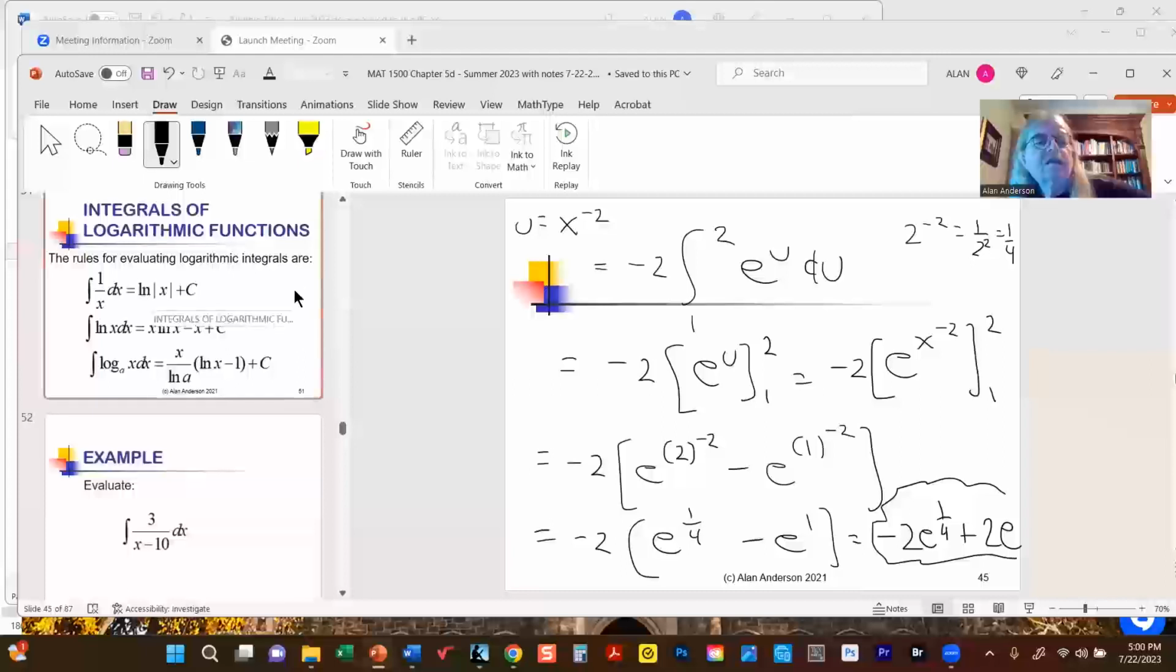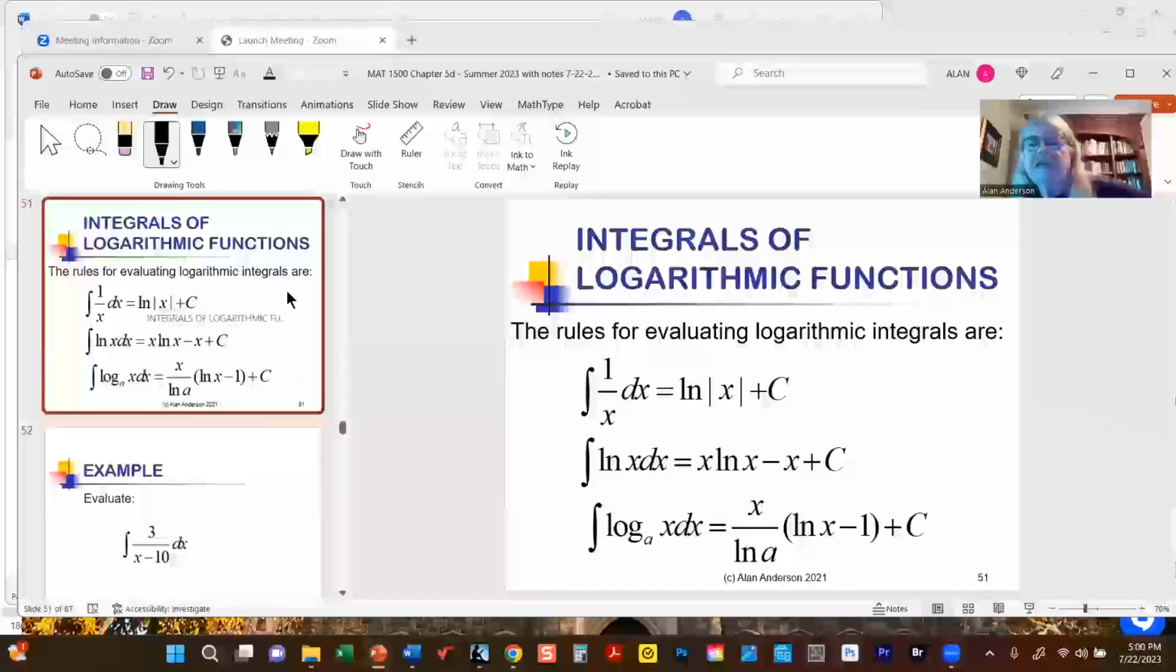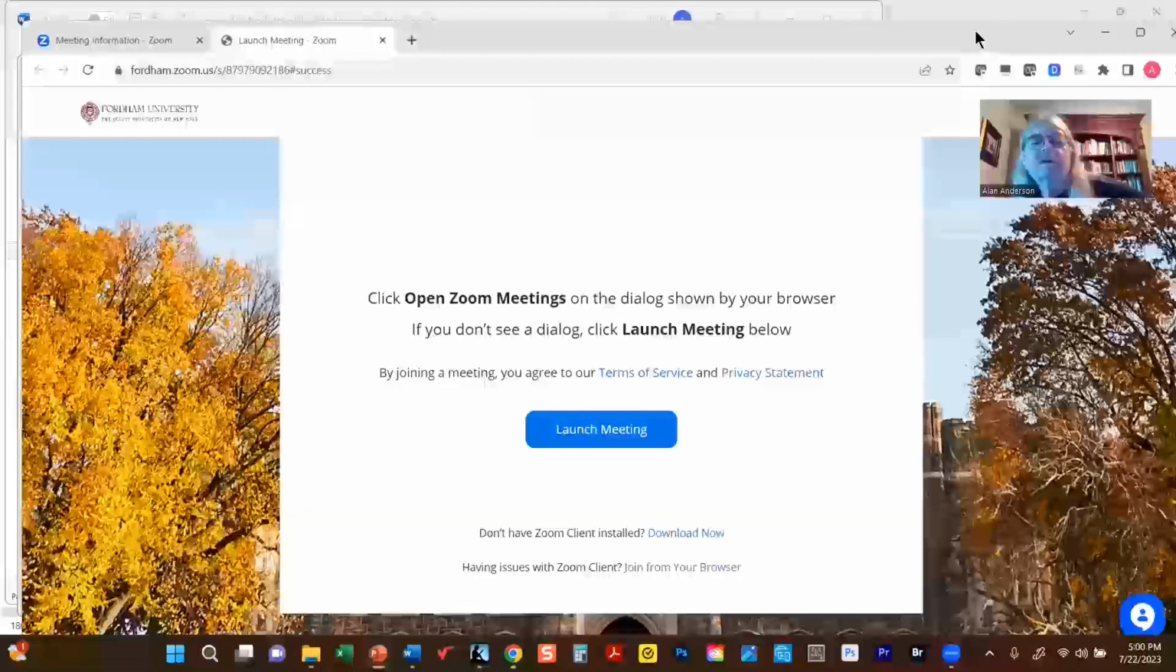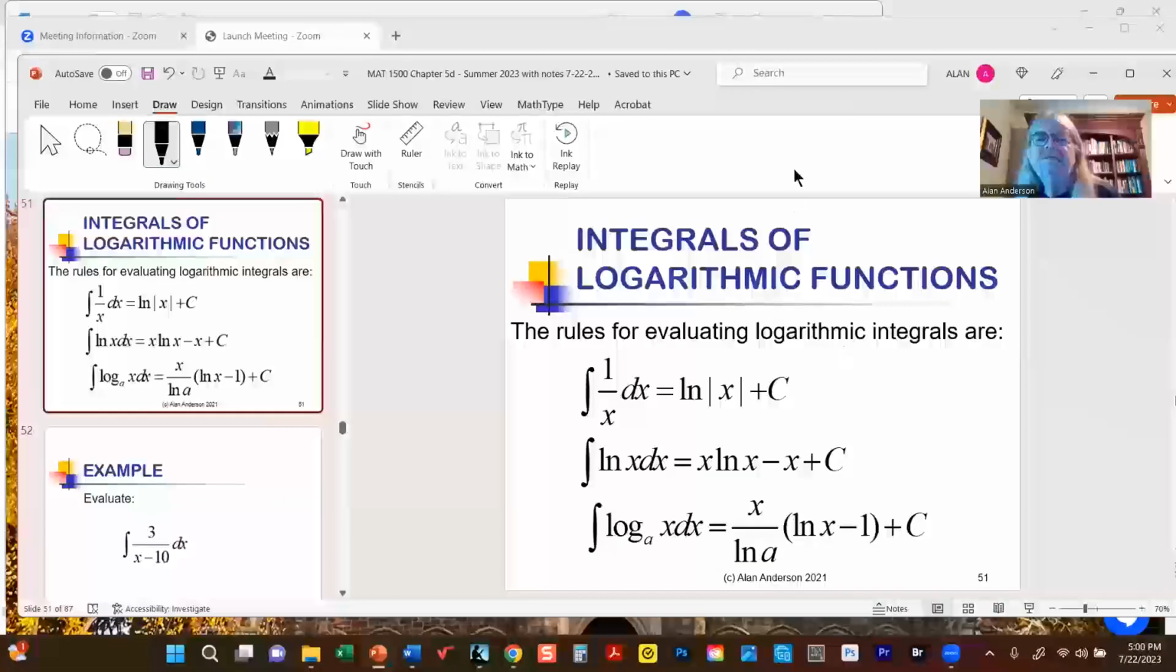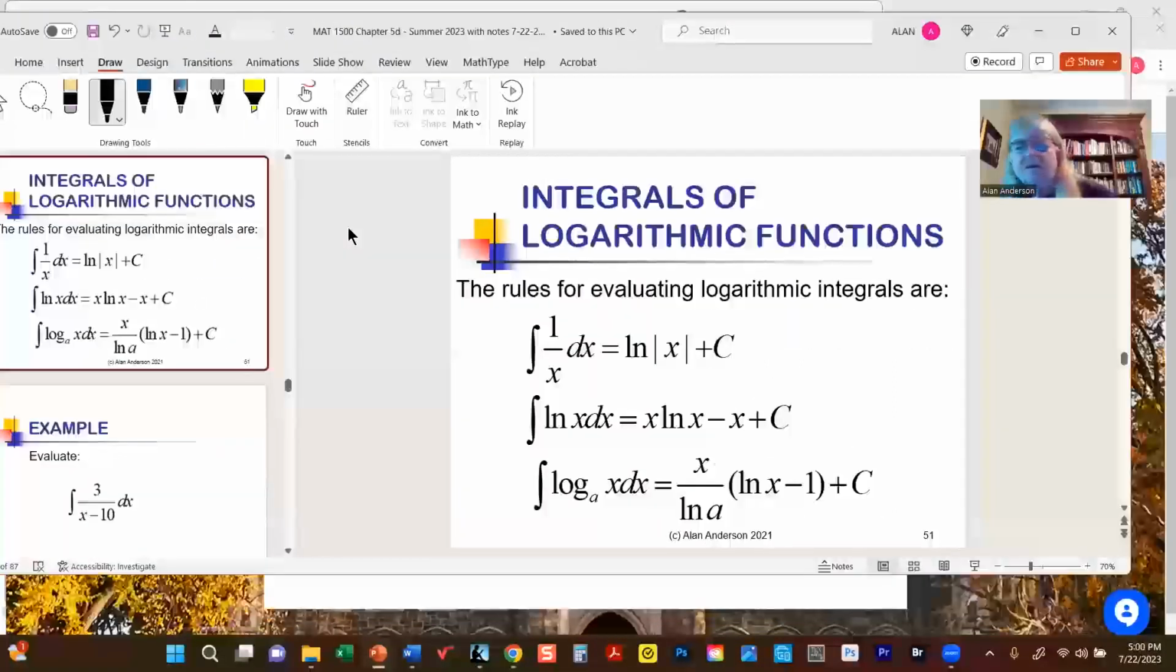Now, let's take a look at some more cases. This time we're looking at logarithms. And here's what we need to know. Some very basic rules that we'll need. First, the integral of 1 over x dx is the log of absolute x plus c. Secondly, and this is because of the chain rule, by the way, the integral of log x dx is x log x minus x plus c. And now, if instead of the natural log, we have the log base a, we have the same result, except that we have to divide by log a.